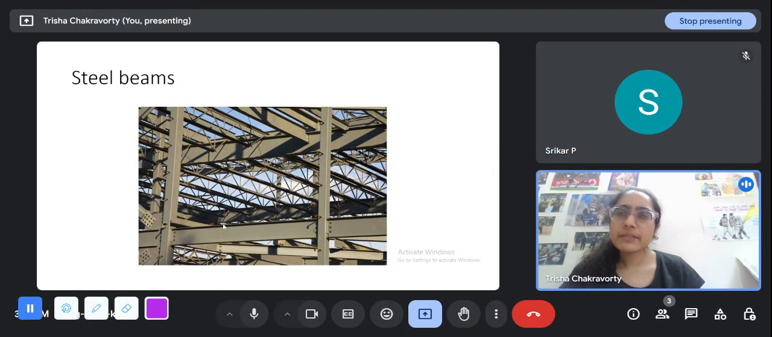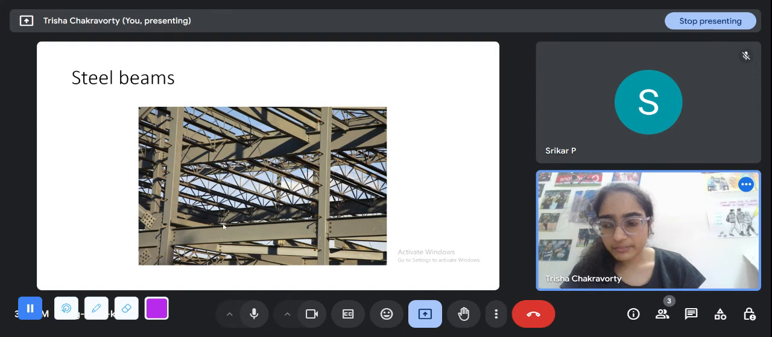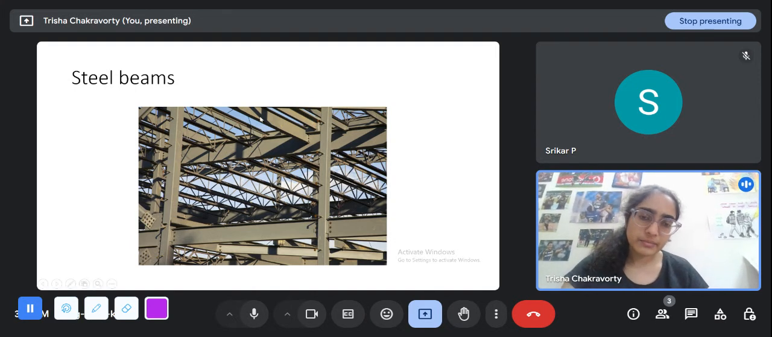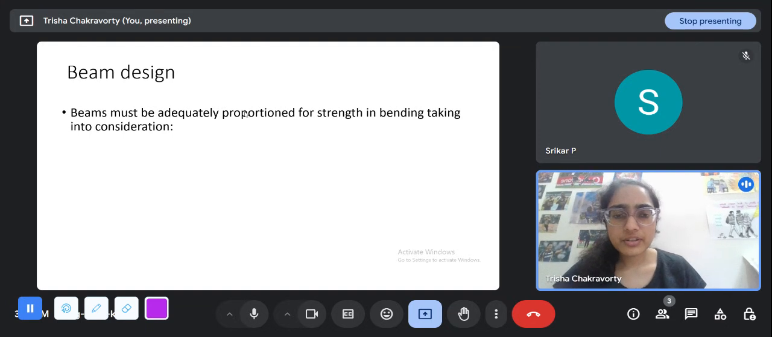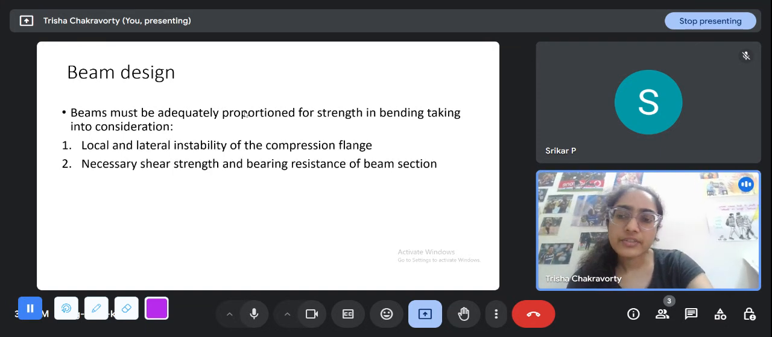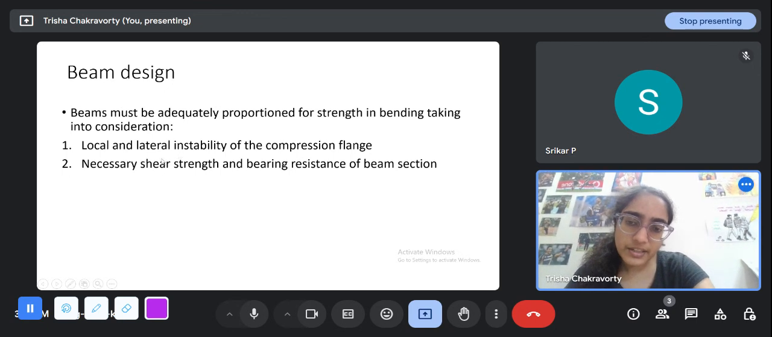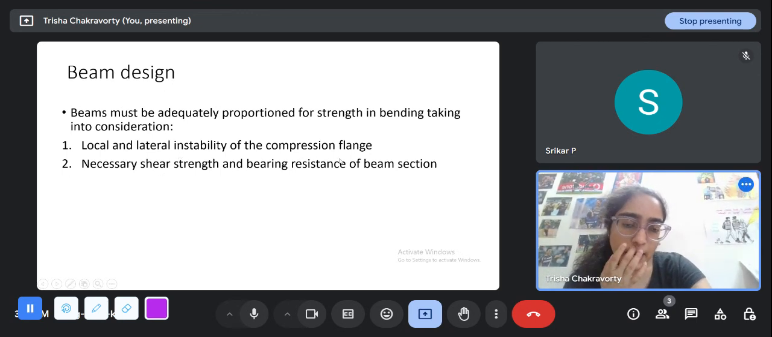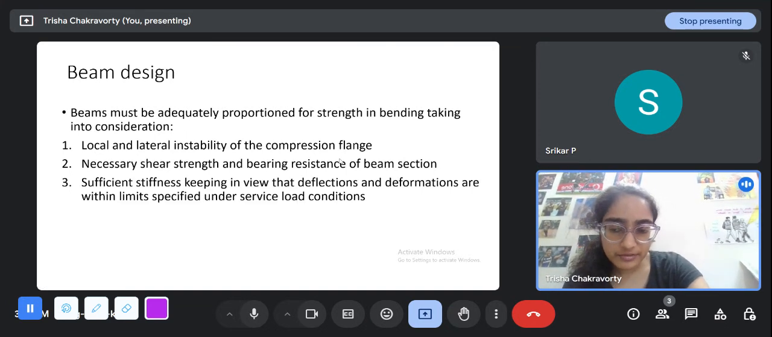Last class, we looked at tension members and compression members, and last class and today's class are about the beams. So steel beams, this is an image of steel beams. In beam design, the beams must be adequately proportioned for strength in bending, taking into consideration local and lateral instability of the compression flange, necessary shear strength and bearing resistance of the beam section. These, bending and local and lateral instability and shear strength and bearing resistance, are all related to the ultimate limit state. Then sufficient stiffness, keeping in view that deflections and deformations are within limits specified under service load conditions.